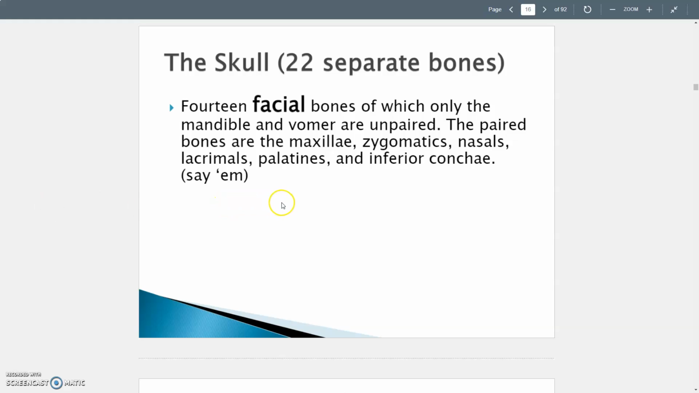Of the 14 facial bones, there are two bones that are unpaired, which are the mandible and the vomer. The rest of the bones are paired, which include the maxillae, zygomatics, nasals, lacrimals, palatines, and inferior conchae.